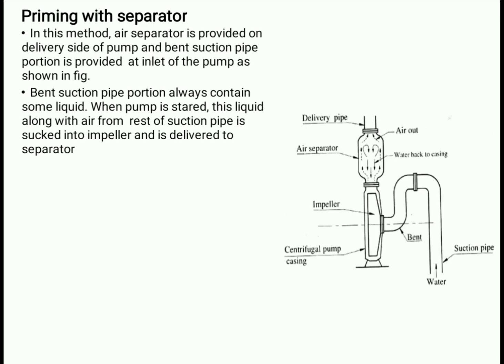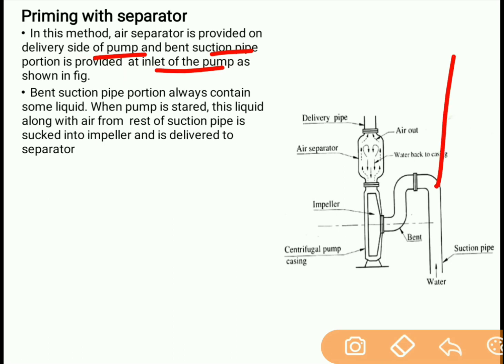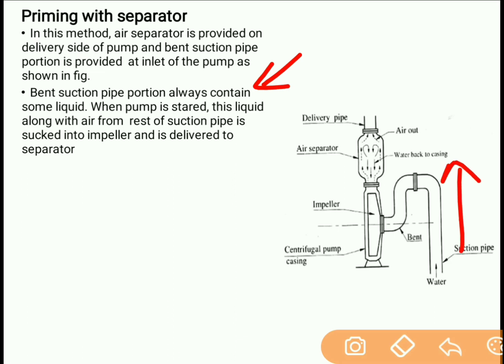Next, priming with a separator. In this method, an air separator is provided on the delivery side of the pump and a bent suction pipe is provided at the inlet of the pump as shown in the figure. In this case, the suction pipe is bent and the air separator is provided at the end of the delivery pipe. A bent suction pipe always contains some liquid.